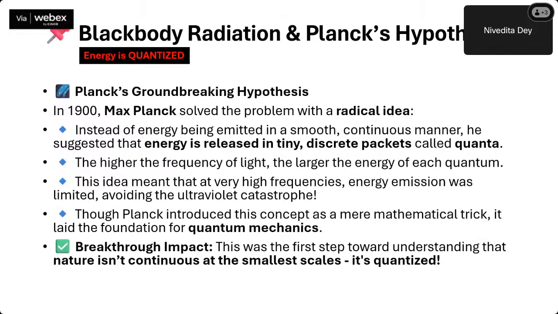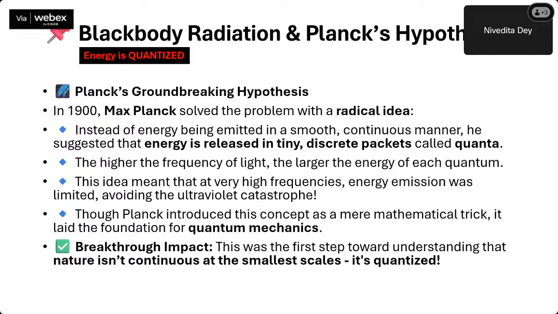Now, Planck came with a hypothesis, which is the groundbreaking hypothesis in this thing. He came with a radical idea: instead of energy being emitted in a smooth, continuous way, what if energy is released in very tiny discrete packets, which is called a quantum, or quanta? The plural of quantum is quanta.